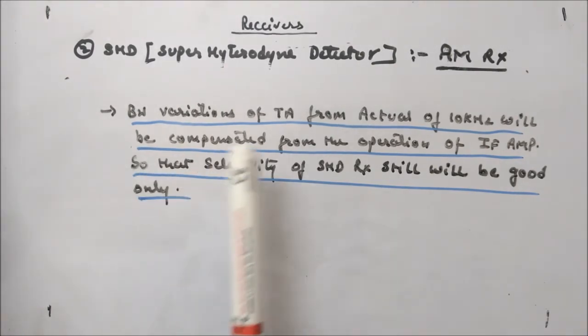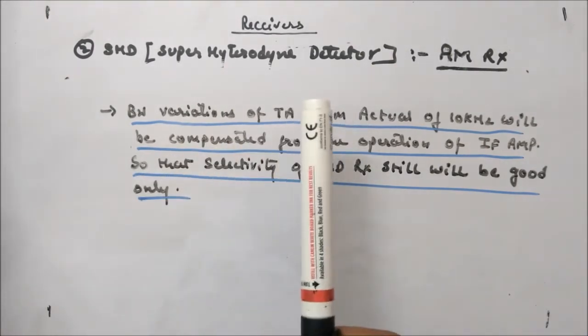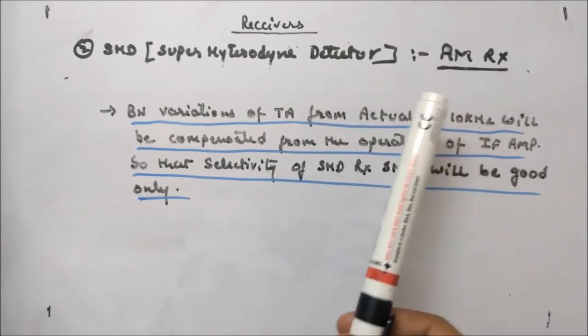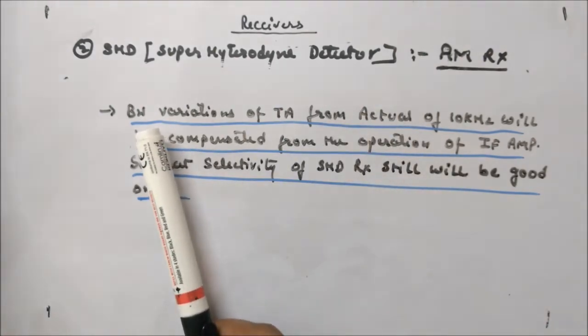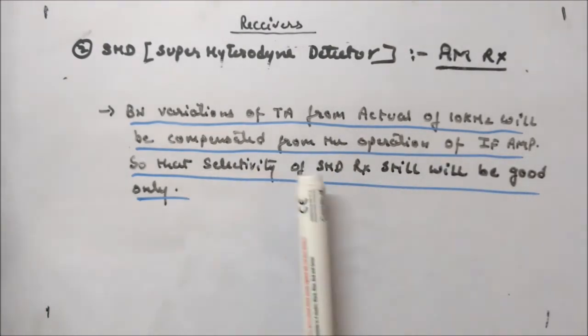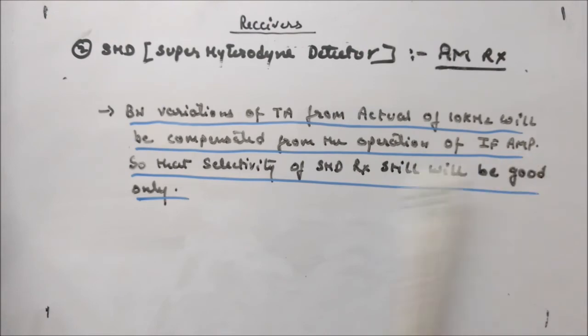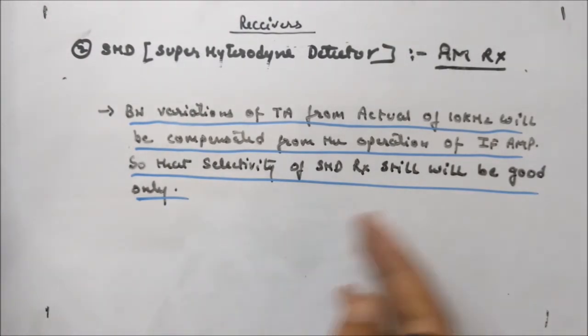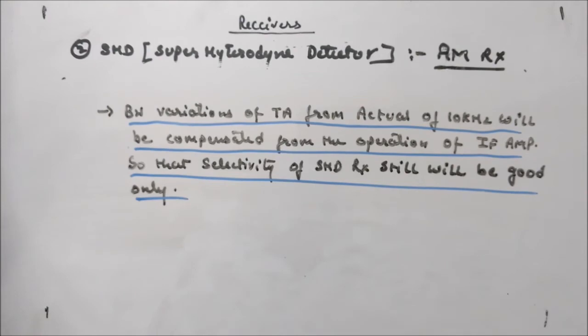Now adding tuned amplifiers before the mixer may seem to change the bandwidth requirement we were having previously from the IF amplifier, but still nothing will change. The bandwidth variations of TA from the actual 10 kilohertz will be compensated by the operation of the IF amplifier, so the selectivity of the superheterodyne receiver will still be good. It's not like adding tuned amplifiers before the mixer will change the bandwidth requirements. The IF amplifier will take care of the bandwidth as before, and now also it will take care. So that is one thing.